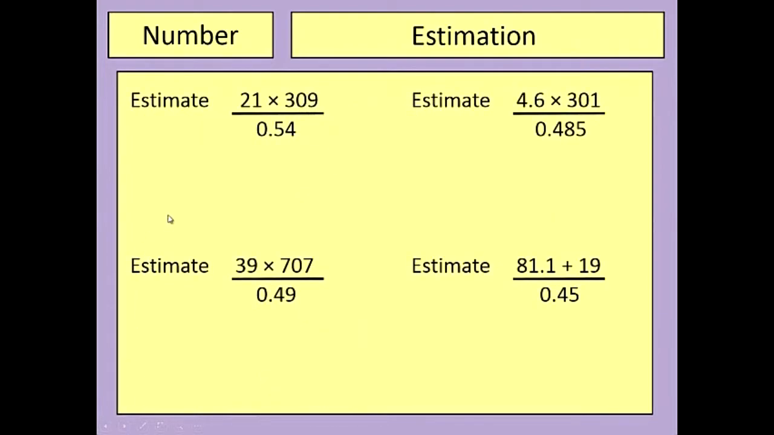Okay, here are 4 with decimals on the bottom for you to try in exactly the same way. Remember that dividing by a half is just the same as doubling.